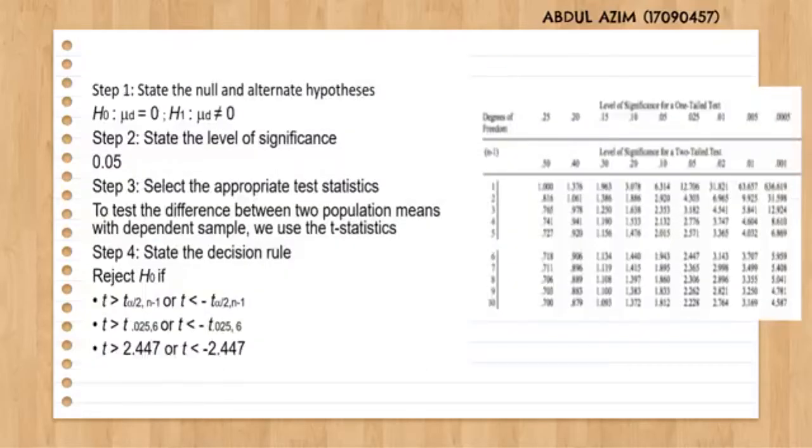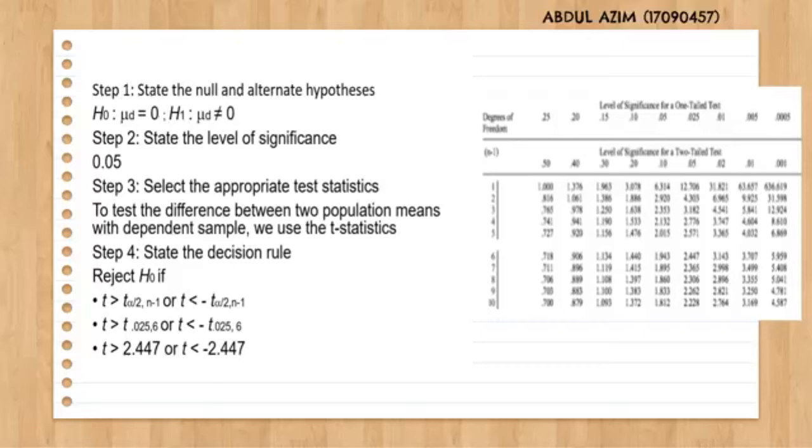For question 3, we will do the hypothesis testing with dependent samples based on the question. And there are a few steps that we have to follow. The first step is to state the null and alternative hypothesis. For the null hypothesis, there is no difference, which is the difference equal to 0, whereas the alternative, there are differences, whereas the difference is not equal to 0.